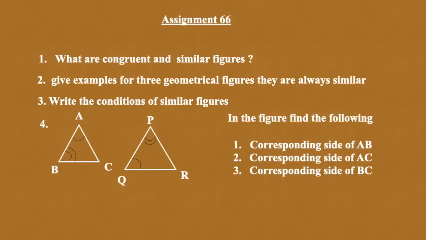Fourth one is, two triangles are given. I mark angle A by a single arc, angle Q as single arc, B is double arc and P is double arc, and C is not marked and R is not marked. Now you can identify these two are similar triangles, and identify their corresponding sides. The first one is you have to find the corresponding side of AB. What is the meaning of the corresponding side? Corresponding side is a side opposite to equal angles that you have to find and write. Once you are able to understand the corresponding sides, it is very easy to solve the problems of similar triangles.